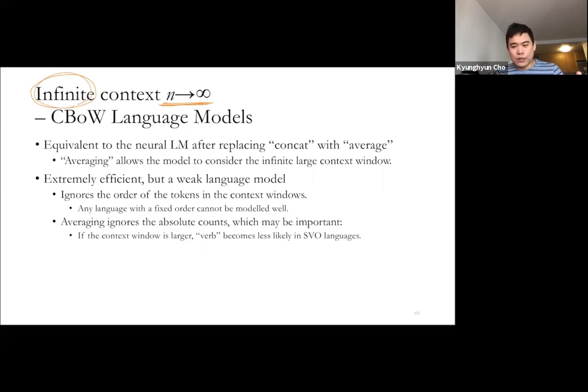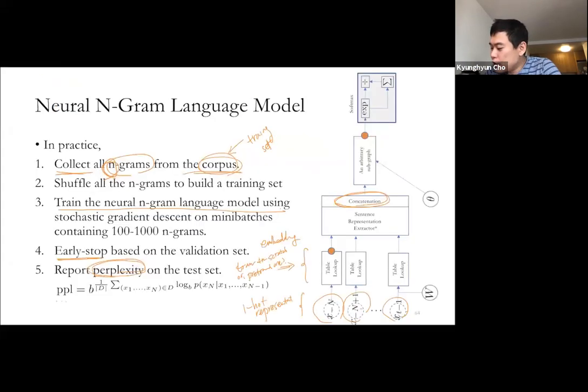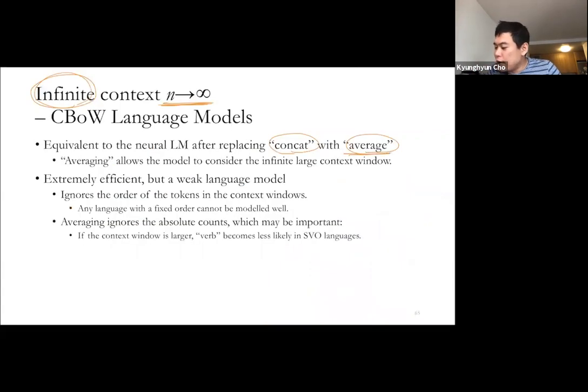A very easy, naive way to do so is to simply replace the concatenation with the average. Here we use the concatenation. Concatenation means that the output is going to be a vector of size e times n, because we concatenate them. But then this depends on n. That's why we cannot really use the concatenation if n changes over time. However, if we use average instead of concatenation, then we always get a d-dimensional vector, which can be used regardless of how many tokens we condition our next probability on. So this allows the model to consider an infinitely large context.